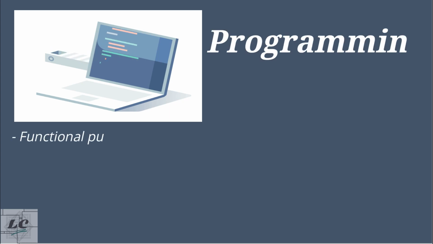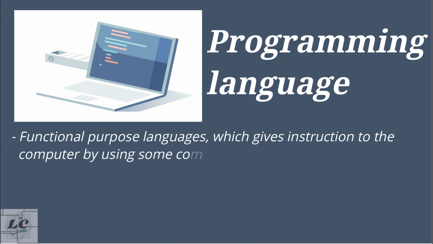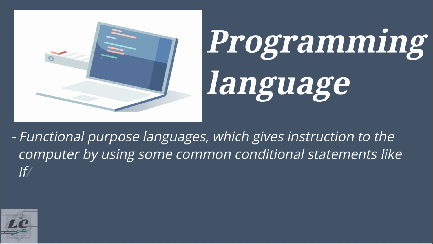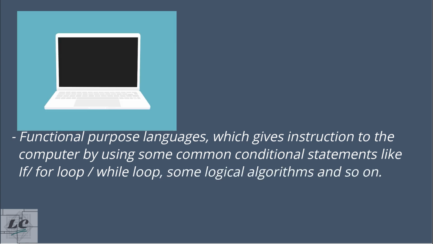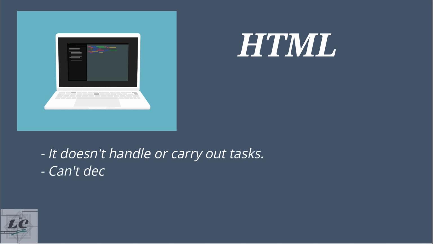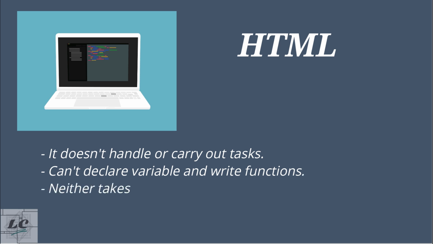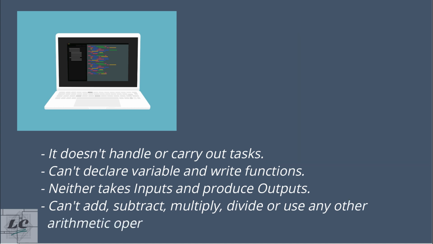Well, a programming language is a language which has a functional purpose. That means it gives instructions to the computer by using some common conditional statements like if, for loop, while loop, some logical tasks, and so on. But HTML does not provide these things. It does not handle or carry out tasks, and you can't declare variables and write functions. It can't take inputs and produce output. So when you use the sum 4 plus 4 in HTML, it can't compute, because that's not what it's for. This is because HTML is not a programming language.